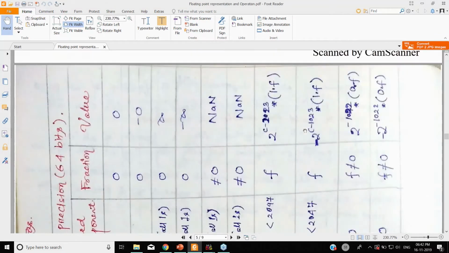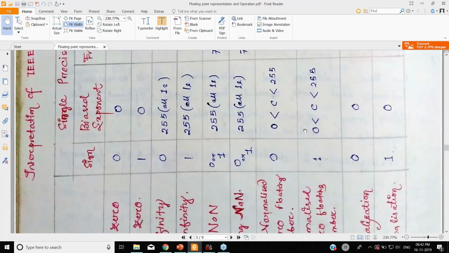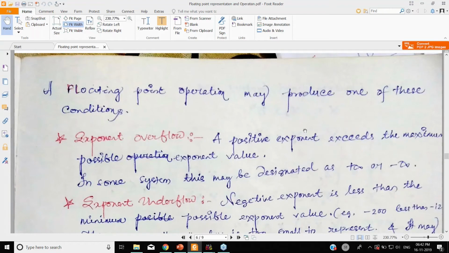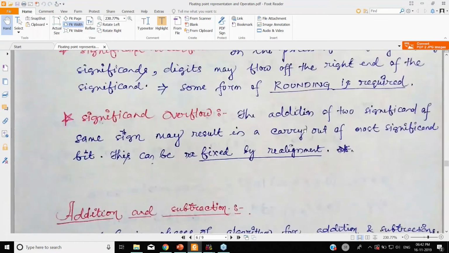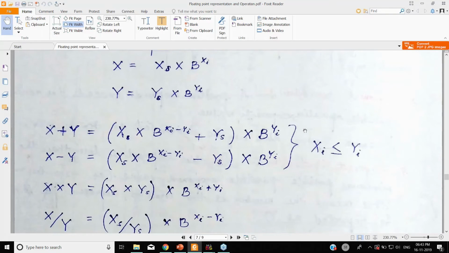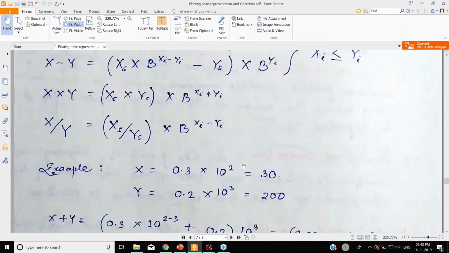This is an extended chart. I'll ask sir to provide this to you. And yes, I would like to discuss two more things here. One is floating point number multiplication and division.